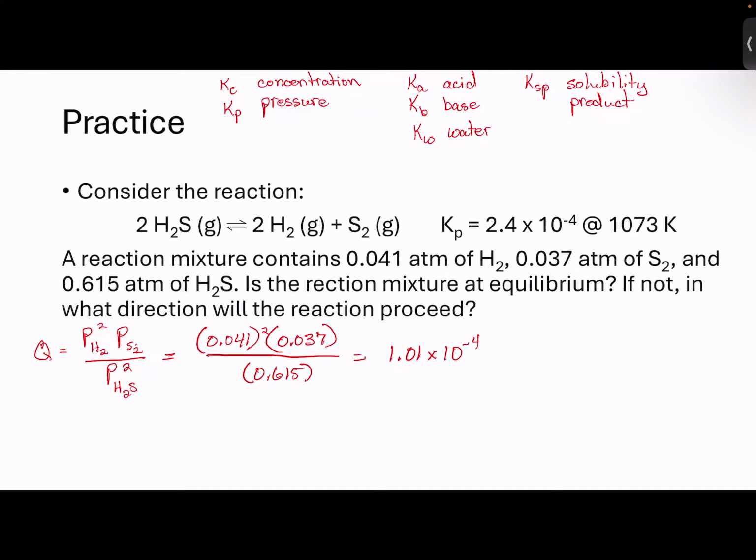Now that you know where you're at in the equilibrium expression, you ask yourself, is K greater than, equal to, or less than Q? Q is less than K. So therefore, this reaction is not at equilibrium, and the reaction will proceed towards the forward direction, towards the products.